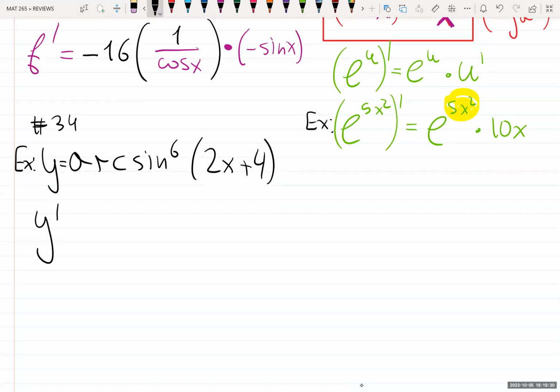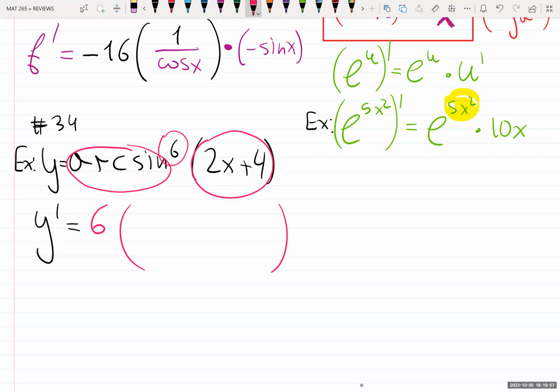Y prime equals. You need to first figure out which function is outside. Well, the outside function is the one that you will use last if we ask you to plug a number. Say if you plug x equals 1, the first step will be 2 times 1 plus 4. The next step will be arcsine of that result, and the last step will be the 6. So 6 is the last function, so you do it first. 6 goes down, everything to the 5. That's how you see it.